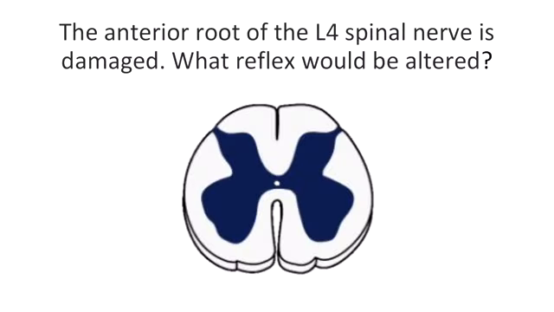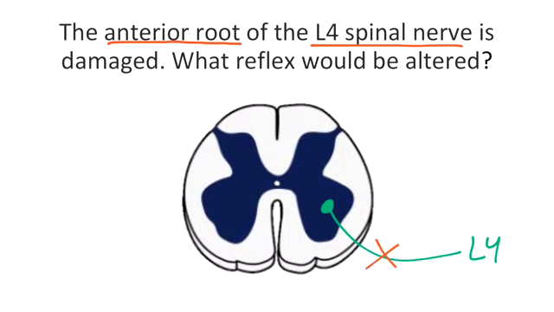Now let's do another question. Let's say the anterior root of the L4 spinal nerve is damaged. What reflex would be altered? So let's draw the anterior root. This is the L4 spinal nerve. And if this anterior root was damaged, we would expect an alteration in the patellar reflex, because the patellar reflex requires the L4 spinal nerve to be intact.